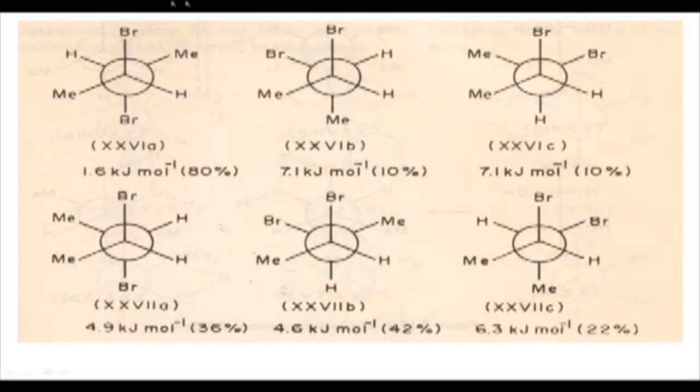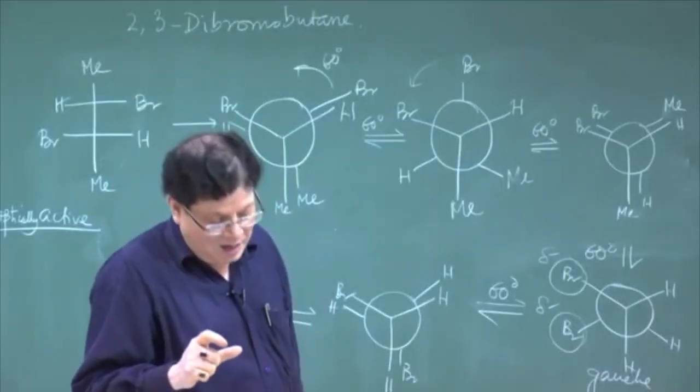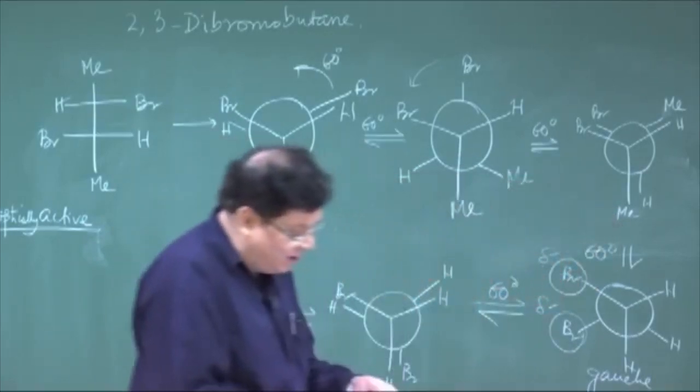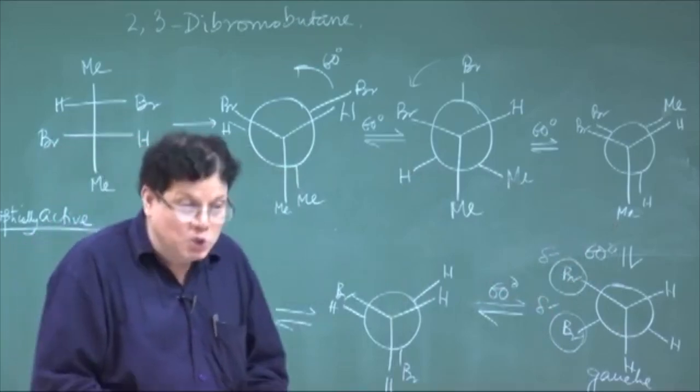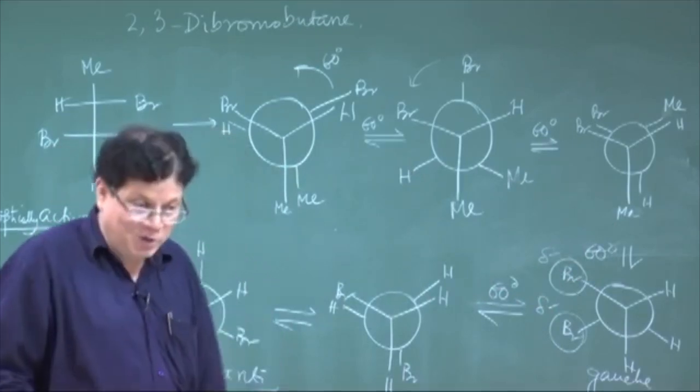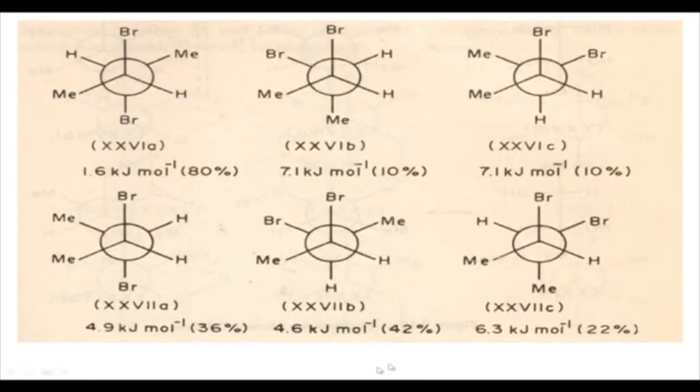So this molecule suffers from two bromine methyl gauche interactions. Gauche interaction of methyl and hydrogen is very little, so that does not contribute much. So the question is, what is the energy of a gauche methyl bromine interaction? We know the energy of methyl methyl gauche interaction is 0.9, and I think the methyl bromine gauche interaction is 0.8 kilojoule per mole, not kilocalorie. Earlier it was kilocalorie. So this molecule will have an energy of 1.6 kilojoule per mole.